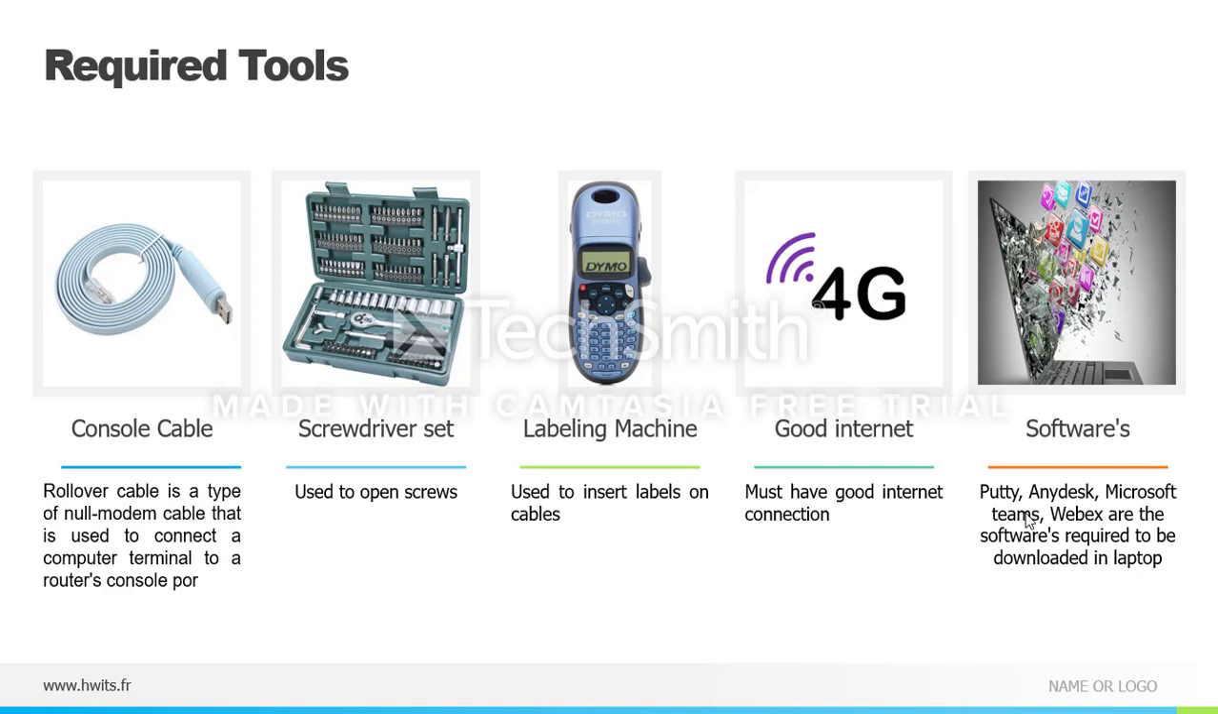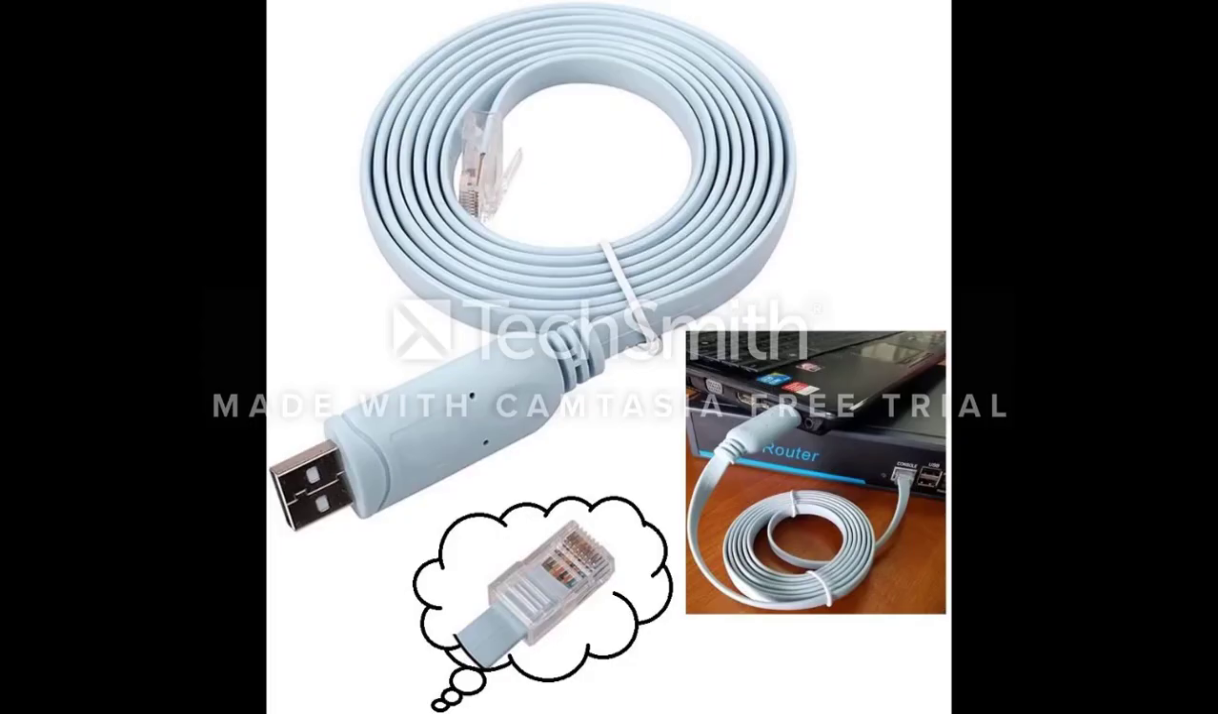The console cable is used to get console access to network devices like routers, switches, APs, firewalls, or other network devices. You can see two ends. One is RJ45 and the other is USB. The USB end is connected to the USB port in your laptop, and the other end, RJ45, should be connected to the network devices.